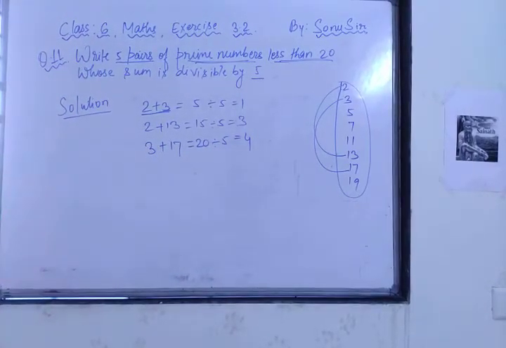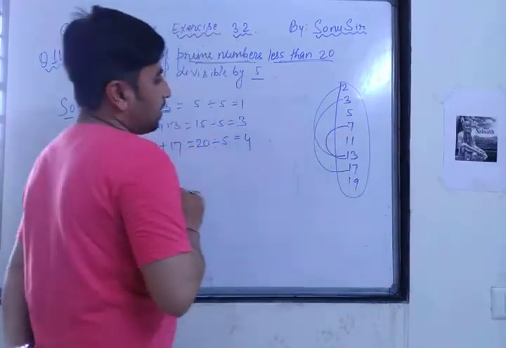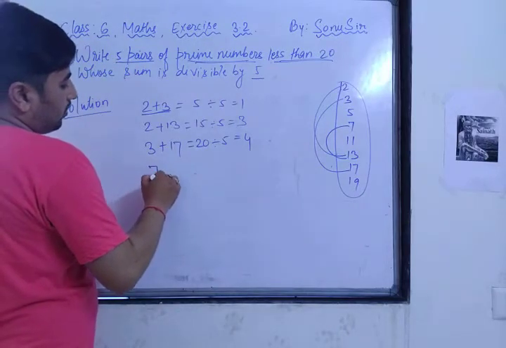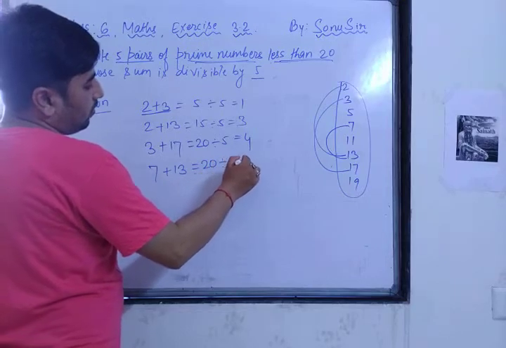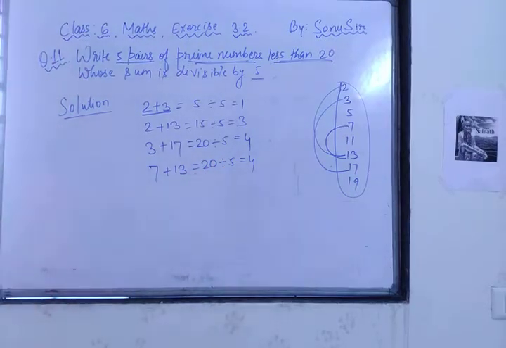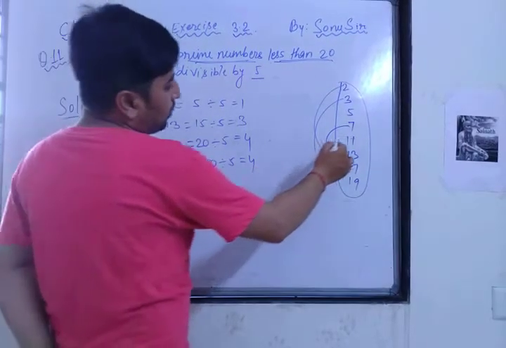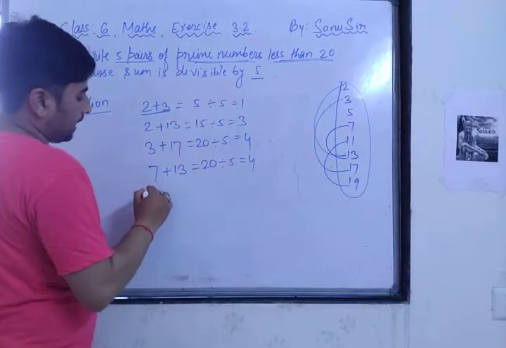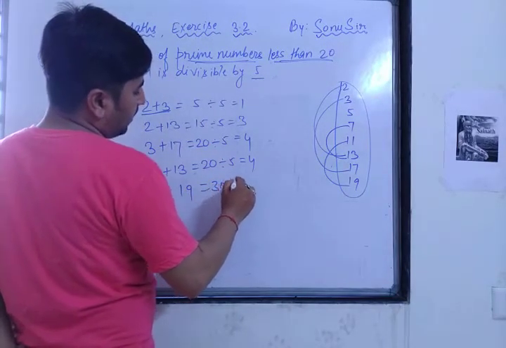Can you tell me the fourth and fifth pair? Anyone? 7 plus 13, can we do? Are you getting or not? Yes? And can we do these two, 11 plus 19? 30 divided by 5 is equal to 6.